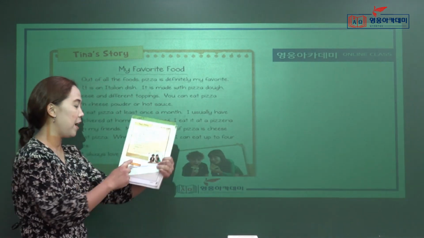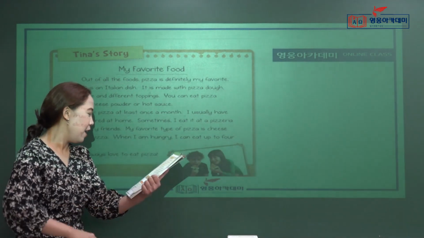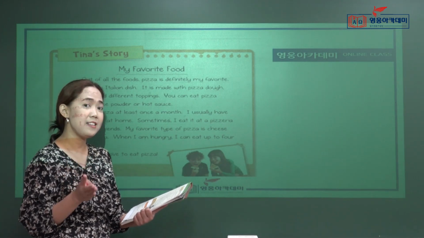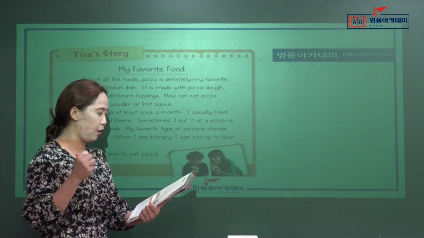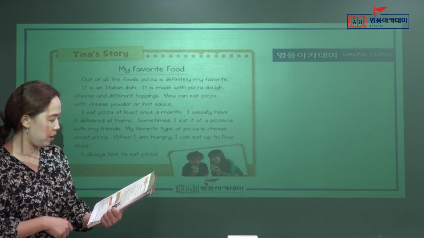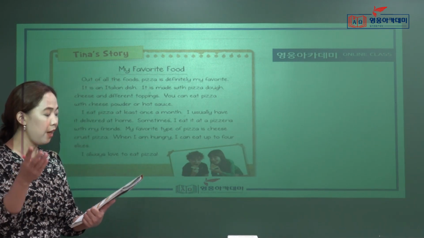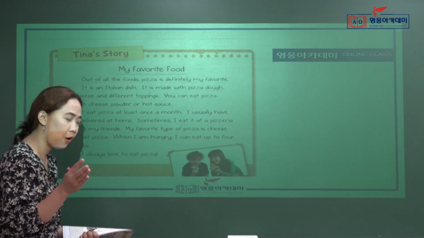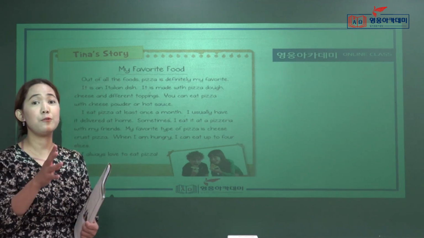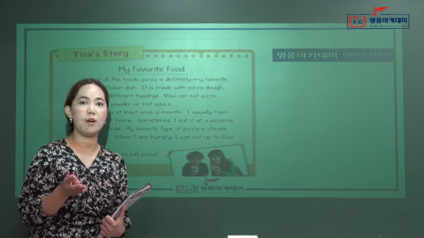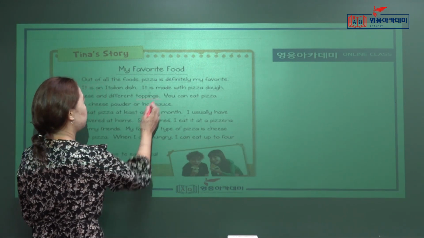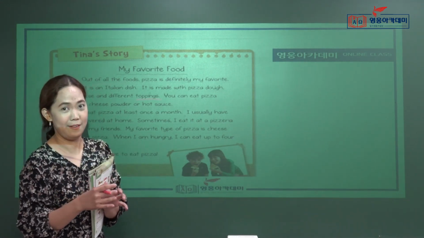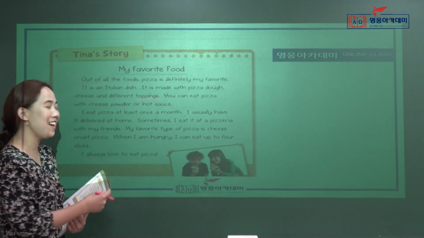There are questions right at the bottom of the article. What is the first question? Let's read it together. What is pizza made with? Pizza is made with, what's your answer? Pizza dough, cheese powder, and different toppings. You know what a topping is, right? Everything that is right on top of your pizza is the pizza topping.